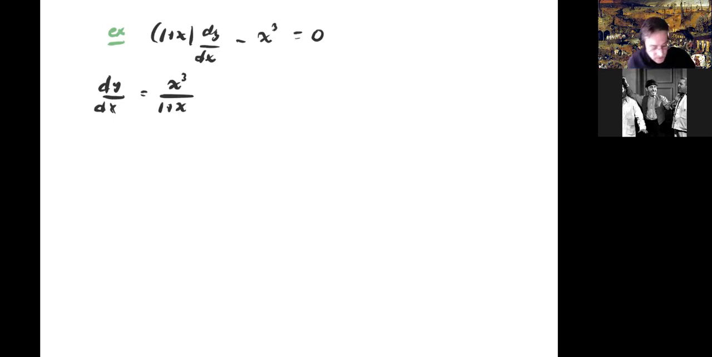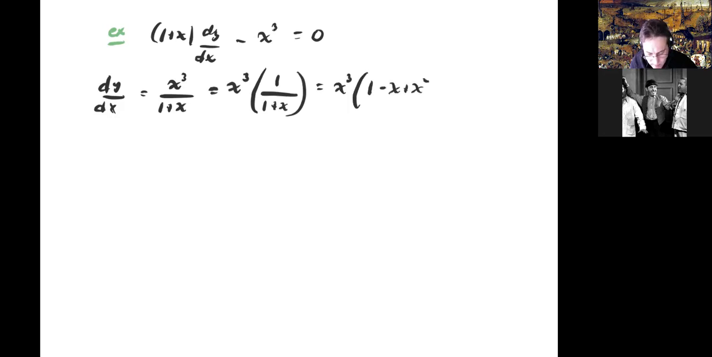However, there's another way to do this using the series approach, because x cubed over 1 plus x, we can think of that as x cubed times 1 over 1 plus x. And we know that the series for 1 over 1 plus x is 1 minus x plus x squared minus x cubed plus x to the fourth, etc. This is assuming the absolute value of x is less than 1. This will work, right? Okay, so now we know that dy/dx is this series.